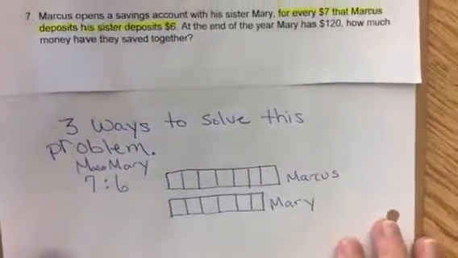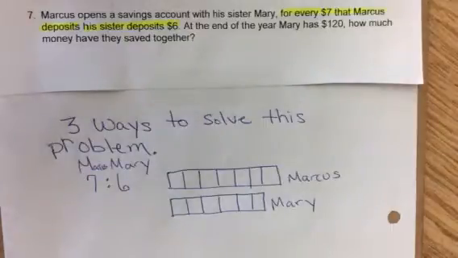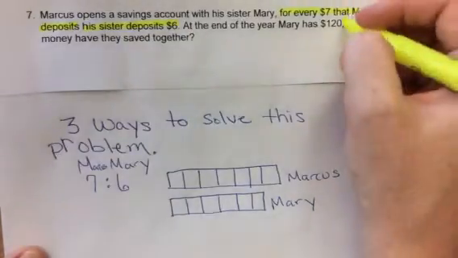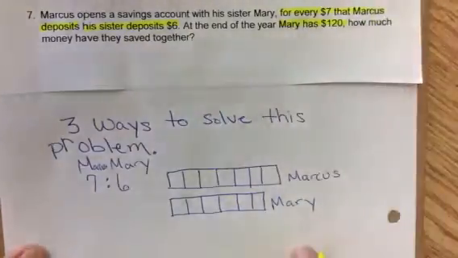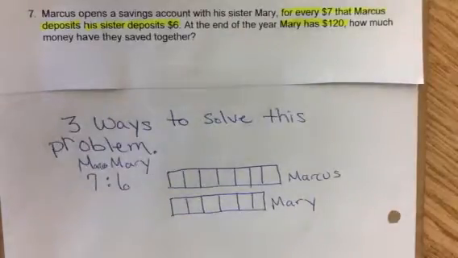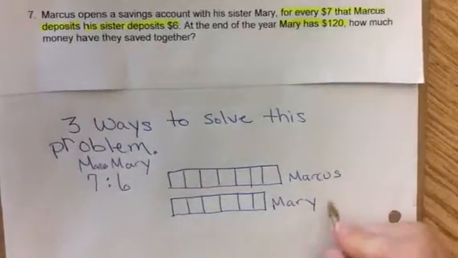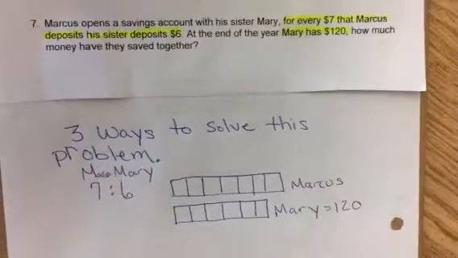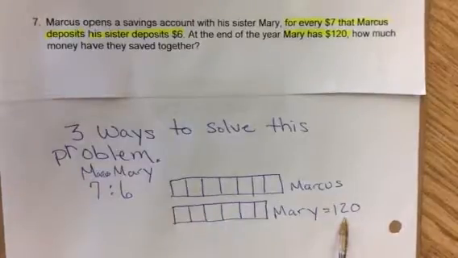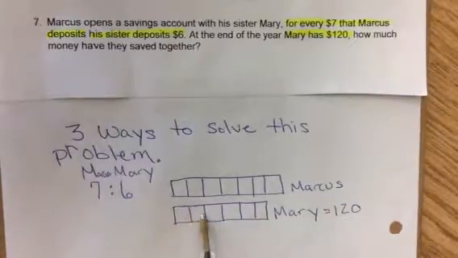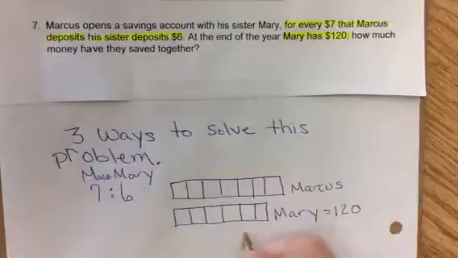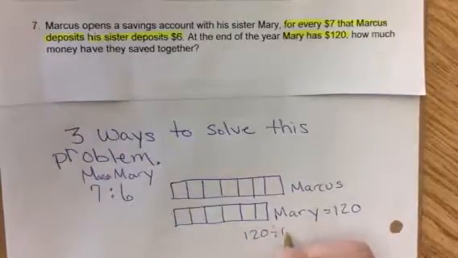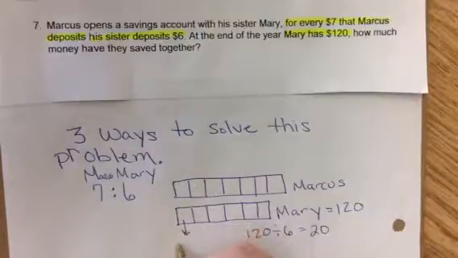The next piece of information in the word problem that the students want to highlight is that at the end of the year, Mary has $120. So Mary's tape diagram represents 120. The students up to this point understand that the value of each part has to be the same. So we have 120 in 6 equal parts. They're going to do 120 divided by 6 to get 20. That's the value of each part.